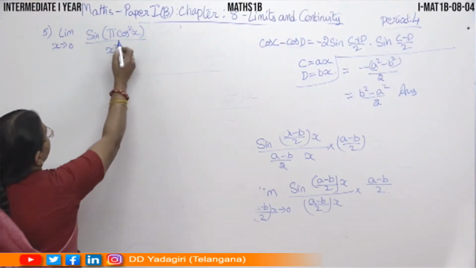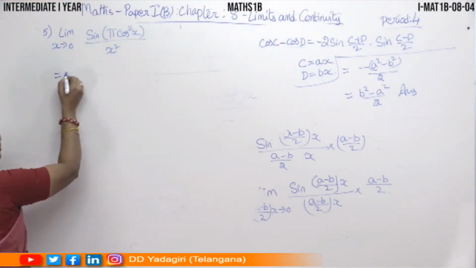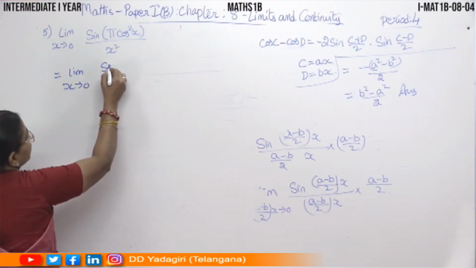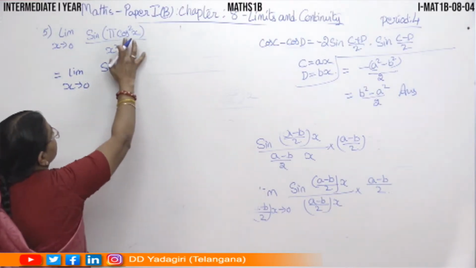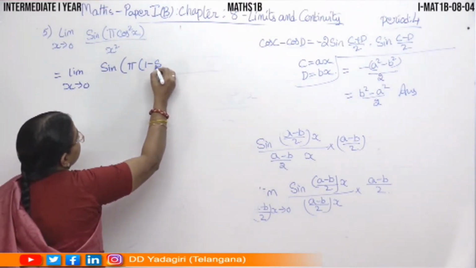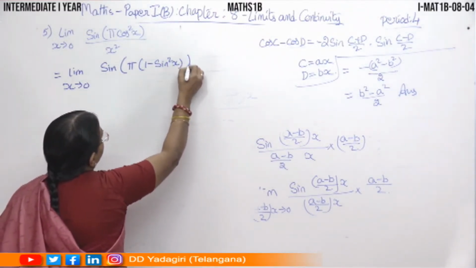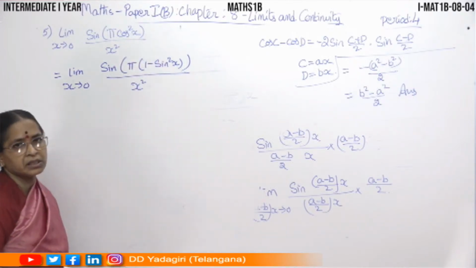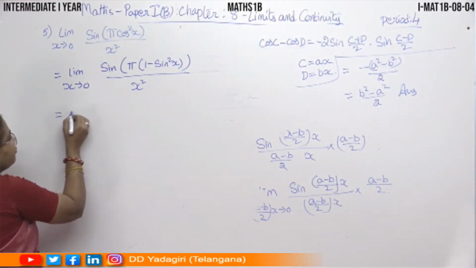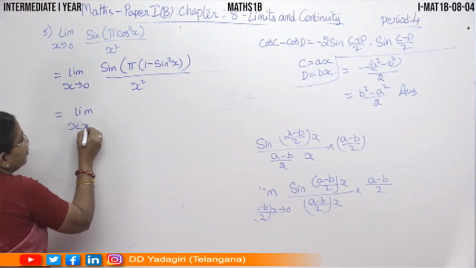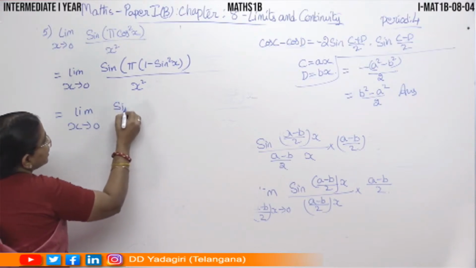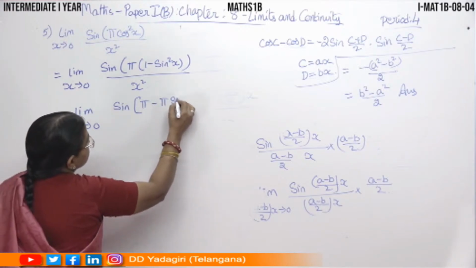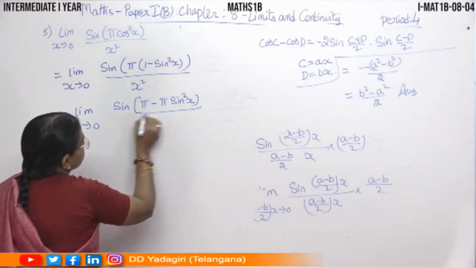What will you do? The point that you have to remember is very important, and very simple also. If you cannot remember this point, you cannot do the problem. Write cos square x as 1 minus sin square x. This point you have to remember. So writing cos square x as 1 minus sin square x, if you can remember this point, you can easily proceed and complete the problem. So it is sin of pi minus pi sin square x by x square.